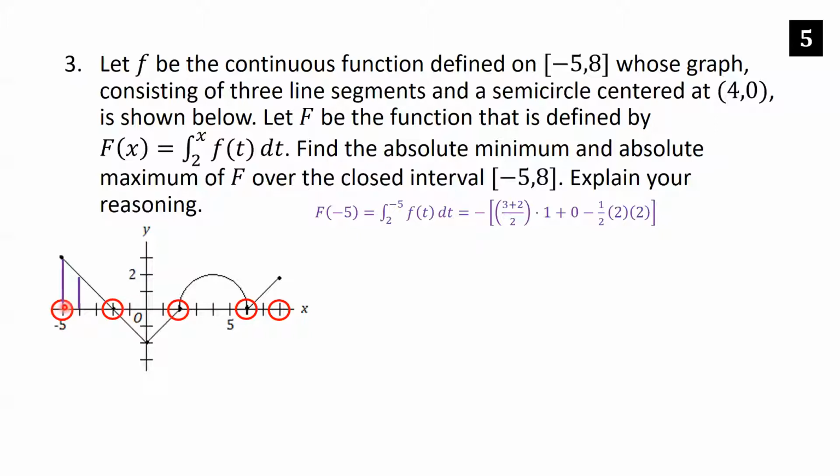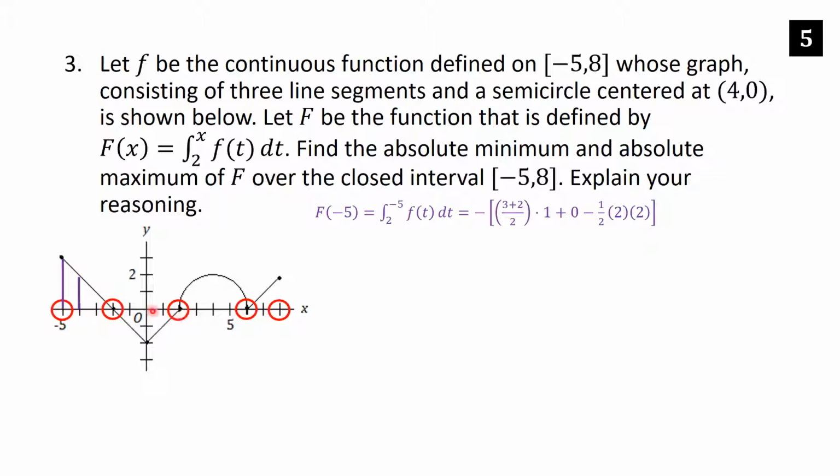Now, we're going to be computing all the net area from -5 to 2. So first we have this trapezoid, which has bases 3 and 2 and a height of 1. So it's the average of the bases, 3 plus 2 over 2 times the height of 1. Then here we have a triangle and another triangle that cancel each other out. So this net area is 0.